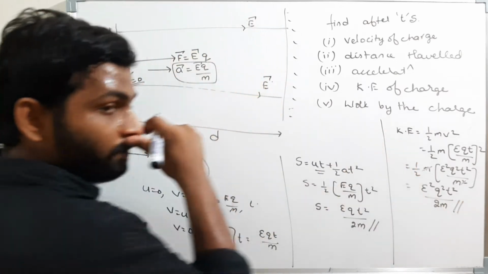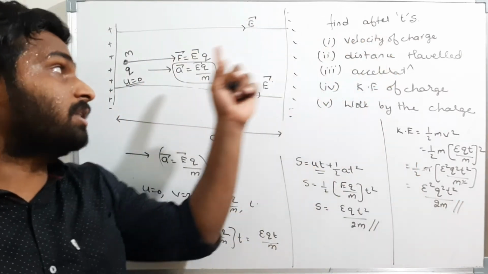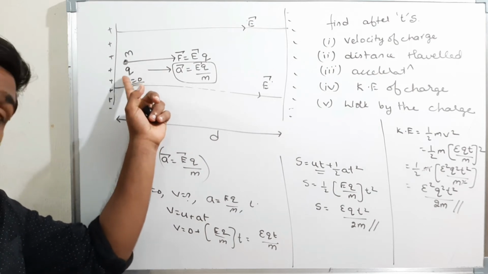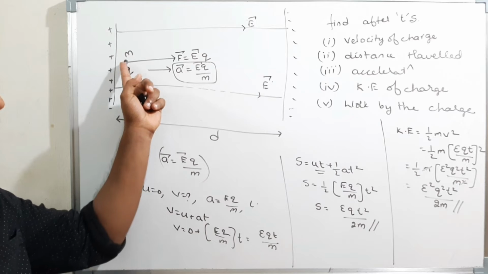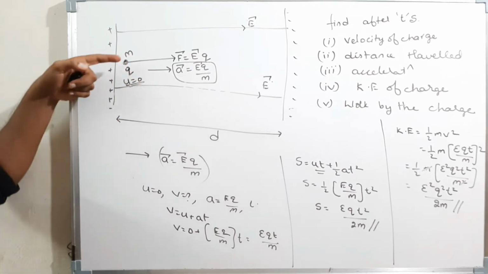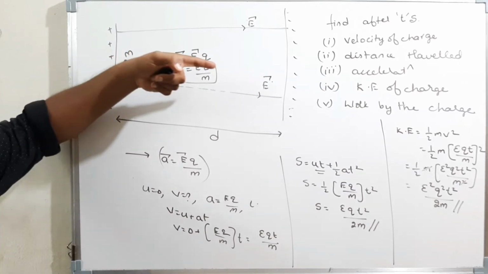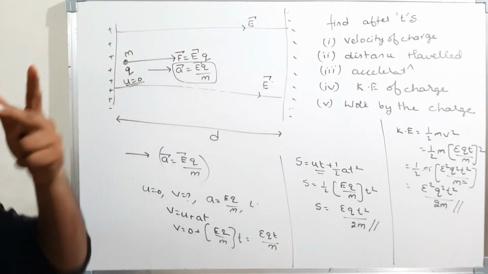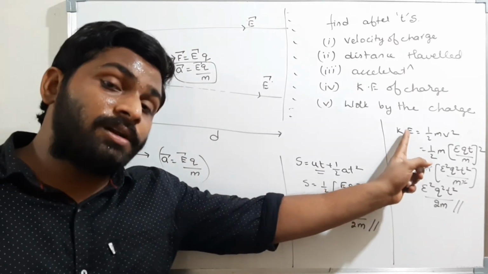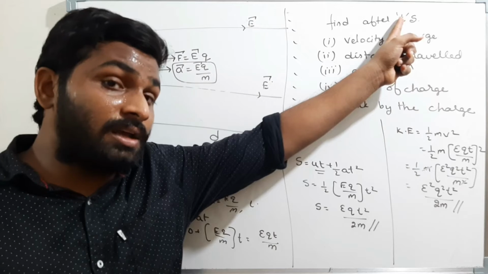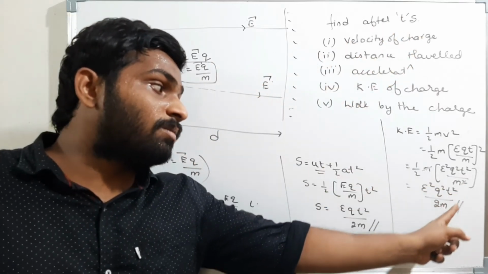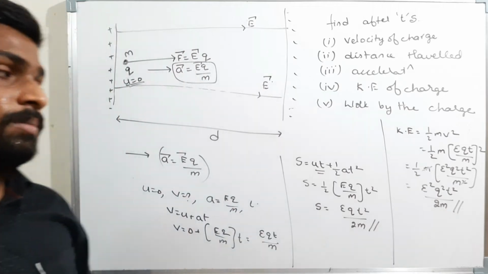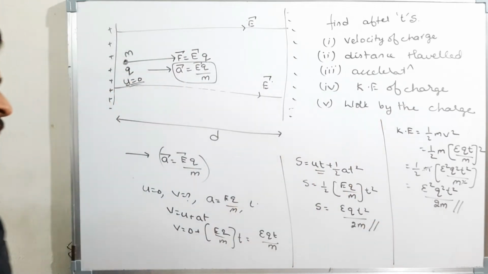The kinetic energy of the particle after some time. Initially, what is the initial kinetic energy? Initial velocity is 0. Therefore initial kinetic energy is 0. When I place this charge in a uniform electric field, then it will have some acceleration. That means slowly the velocity will increase. If velocity is slowly increasing, then the kinetic energy of the particle also increases. And at some certain time t, the kinetic energy of the particle is e square E square t square by 2m. Please remember this.